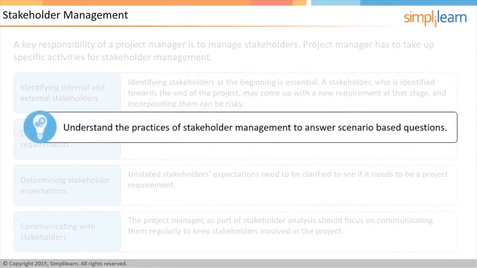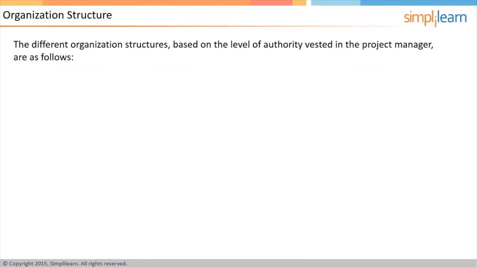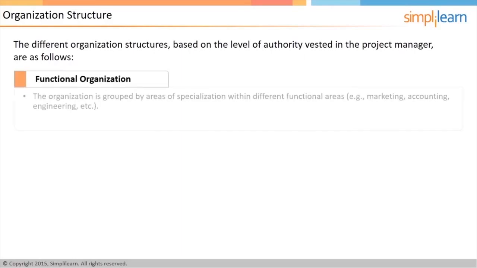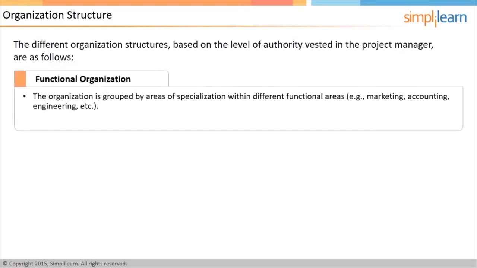Once you understand the practices of stakeholder management, it will be easier for you to answer scenario-based questions in the examination. In the next screen, let us look at the various organization structure. Projects are performed in an organization, and the functioning of the organization might affect the project. The different organization structure types explained here are based on the level of authority that a project manager gets in those organizations. In a functional type of organization, the organization is grouped by the area of specialization within different functional areas. For instance, marketing, accounting, engineering, etc. are departments within the organization.